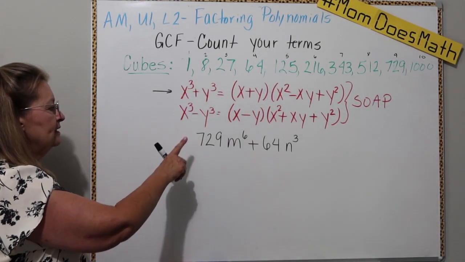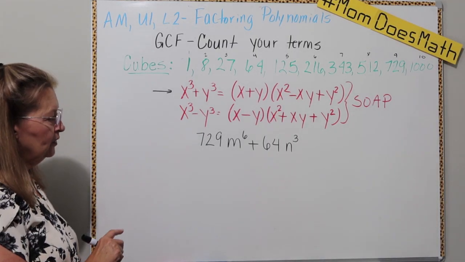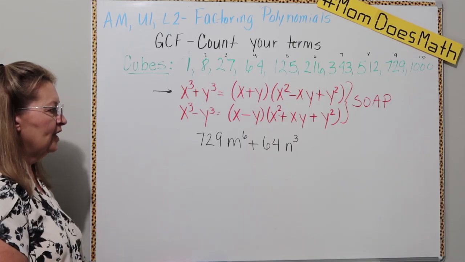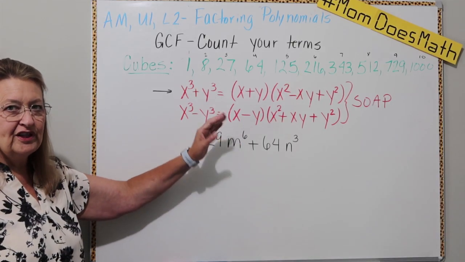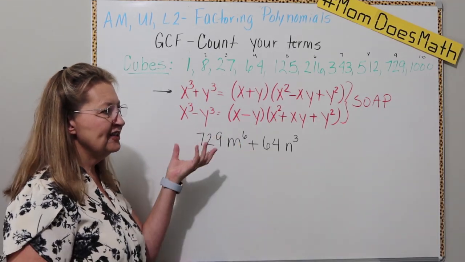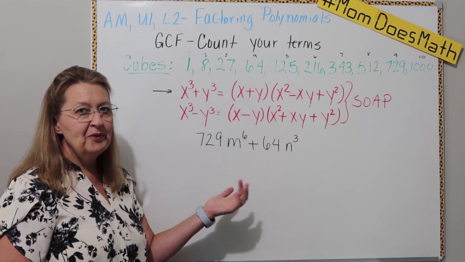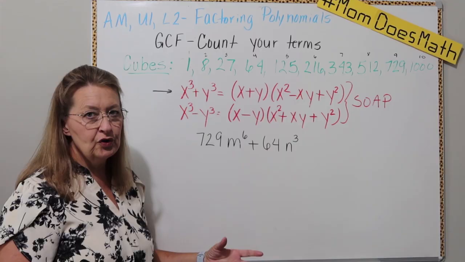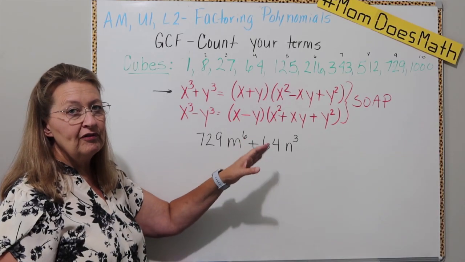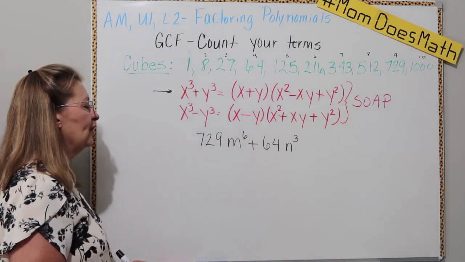Okay, example 10, 729 m to the 6th plus 64 n to the 3rd. So, there's no greatest common factor. We do have 2 perfect cubes. How do I know that m to the 6th is a perfect cube? Well, just like I told you, if it's a perfect square, you have an even exponent, because those are all multiples of 2. Well, when you're looking for a cube, if it has a multiple of 3, then that's a perfect cube. So, yes, we do have 2 perfect cubes.